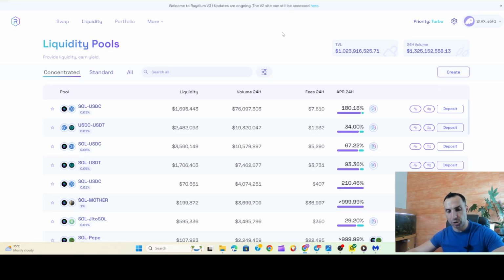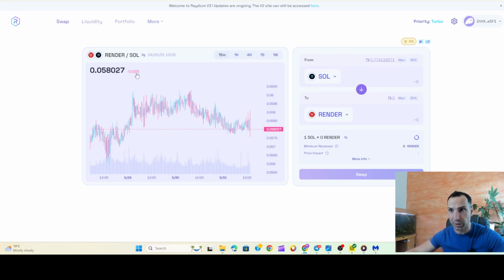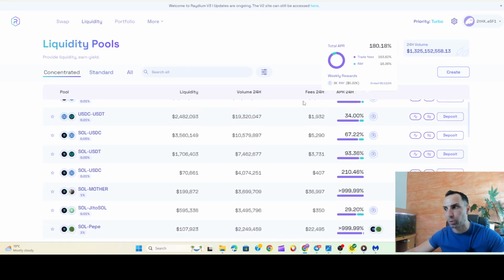Again, make sure you understand all of it. So let's go and check some liquidity pools. You can see right here when you open the Raydium network and go to concentrated liquidity, you can do some swaps, looking very nice, and we're also going to check out Render and SOL. Let's go in here: you will see Solana and USDC, liquidity 1.6 million, trading volume 76 million, fees 7.6 thousand, and a projected APR of 180%.